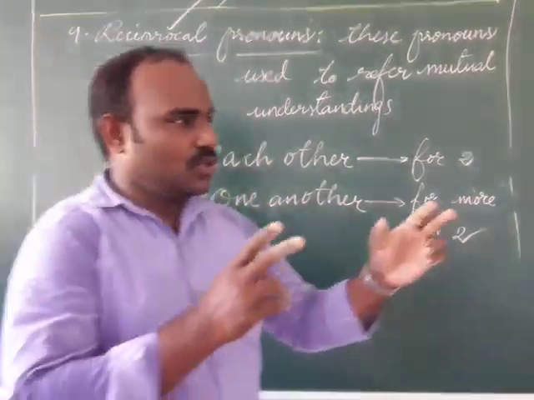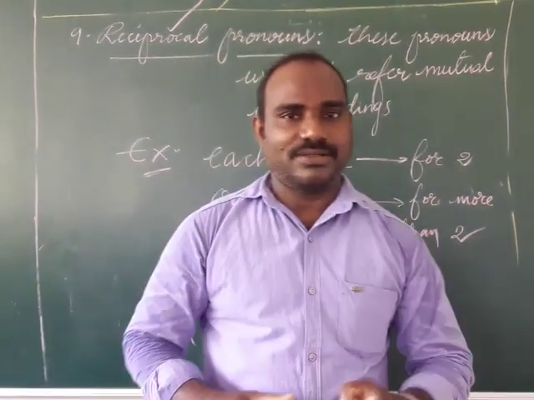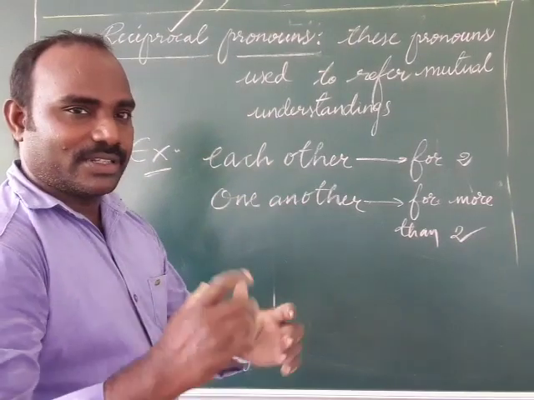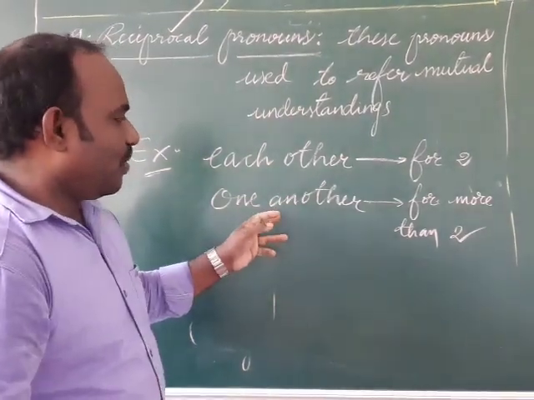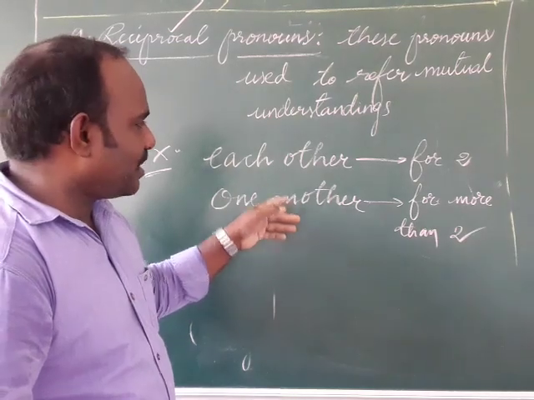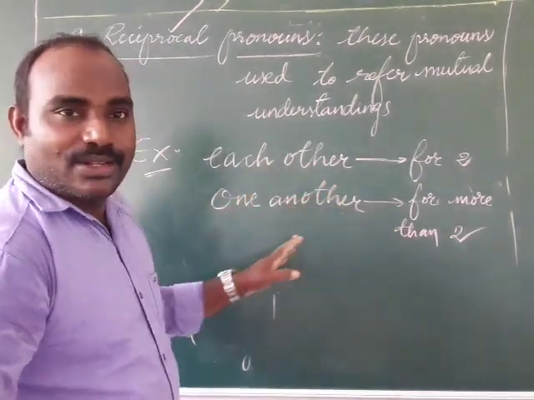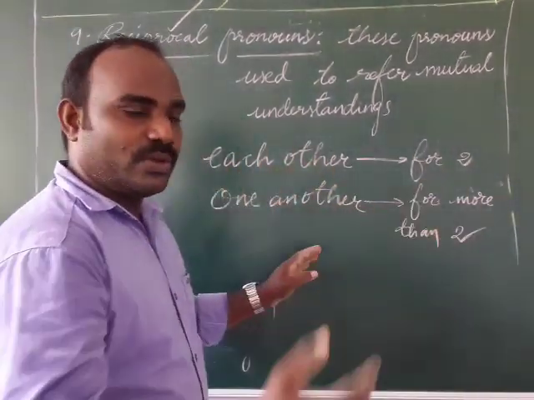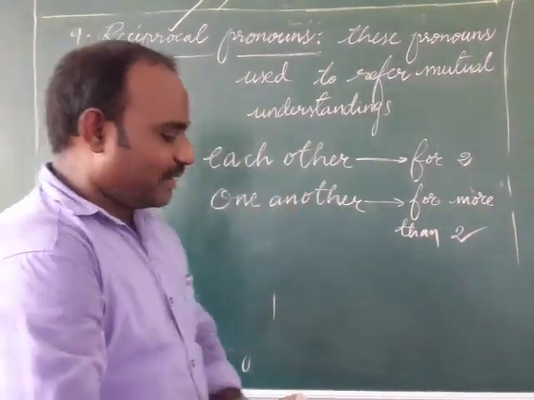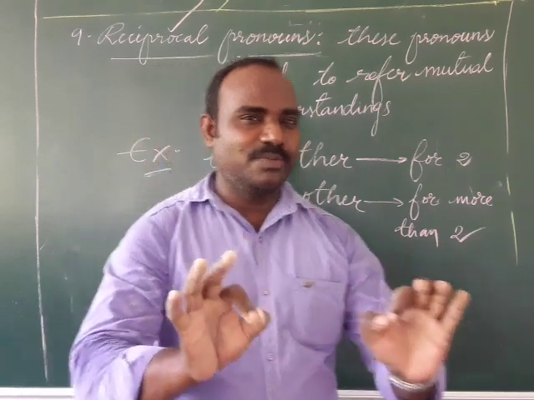For example, two boys are fighting each other. We should say like that. Two boys are fighting each other. Boys are fighting one another. See, when we are talking about only two, we use each other. When we are talking about more than two, we use one another. So these are reciprocal pronouns, and this is about pronouns in a simple way.